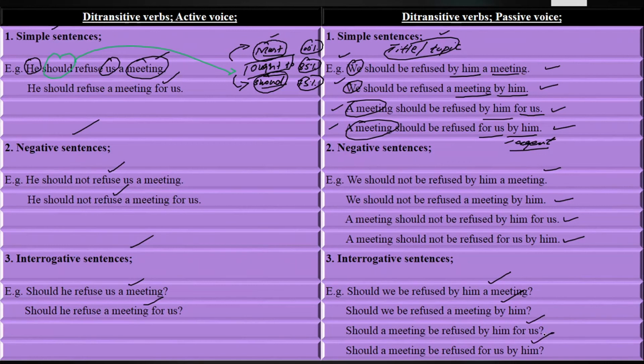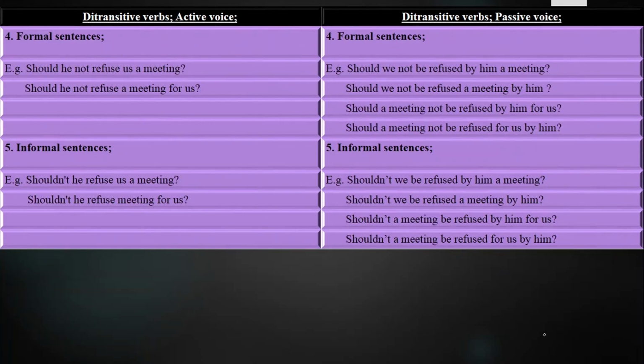Next we have formal sentences. Those sentences in which we ask questions, deny the statement and we ask them in a formal way, in a respectful way. We use it with our elders, seniors, and with those you are not close with. Formal sentences you will be making in this way: Should he not refuse us a meeting, should he not refuse a meeting for us? Should we not be refused by him a meeting, should we not be refused a meeting by him? Should a meeting not be refused by him for us, should a meeting not be refused for us by him?